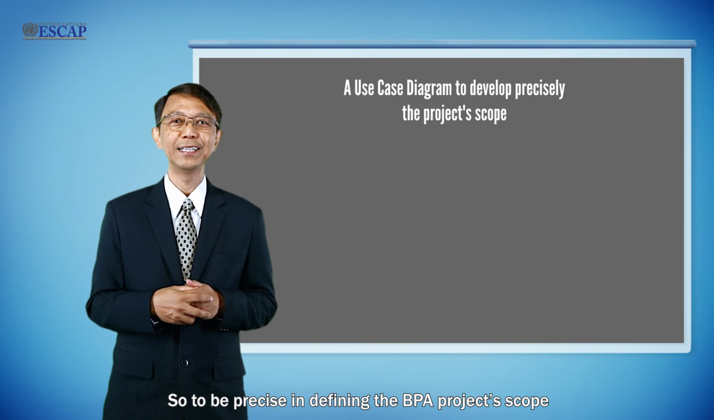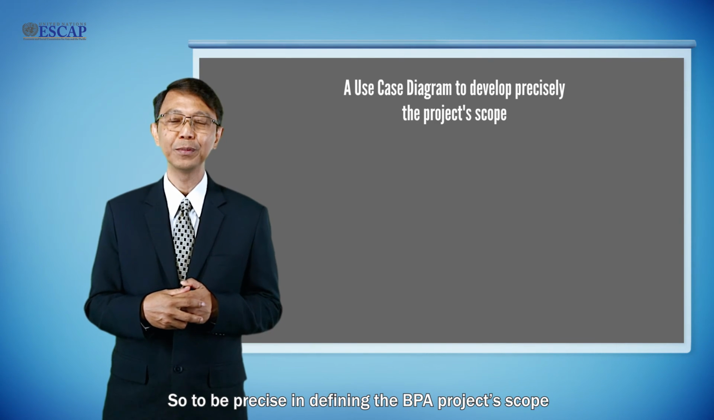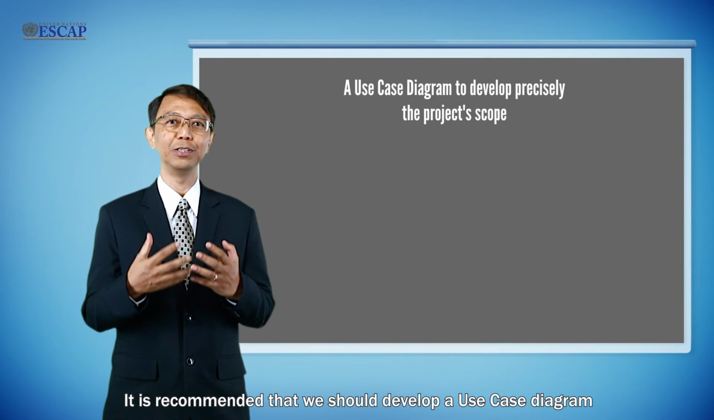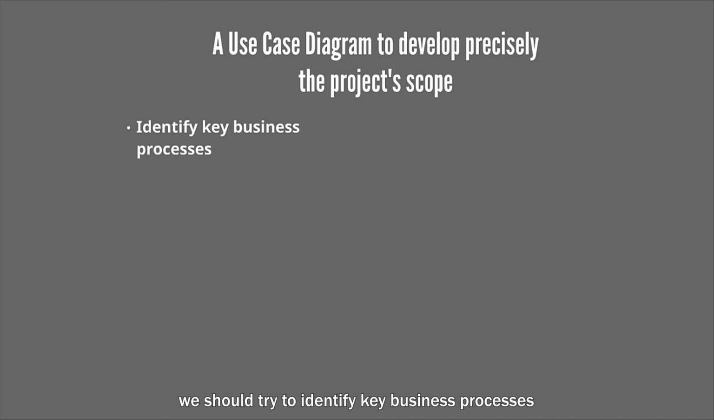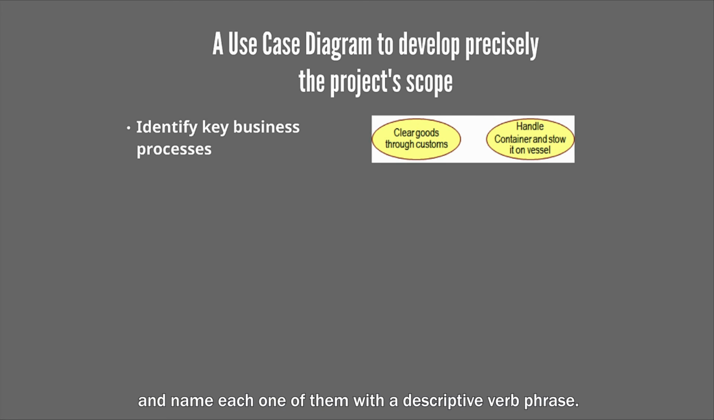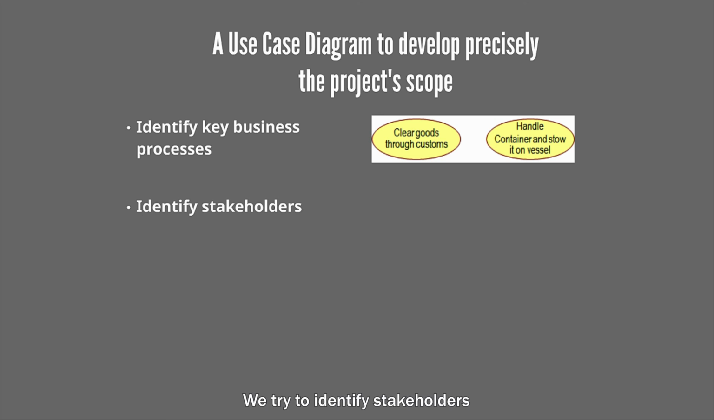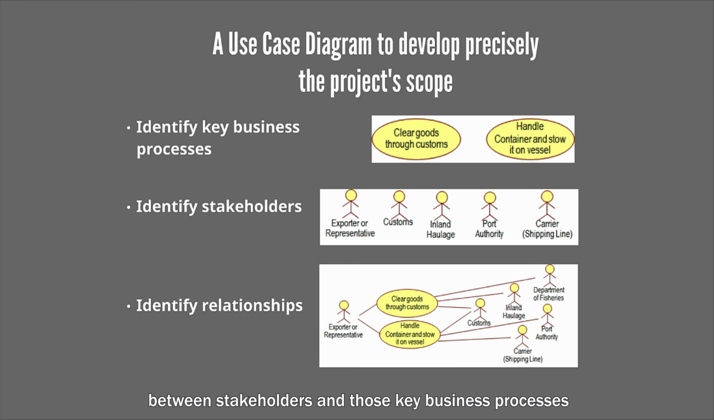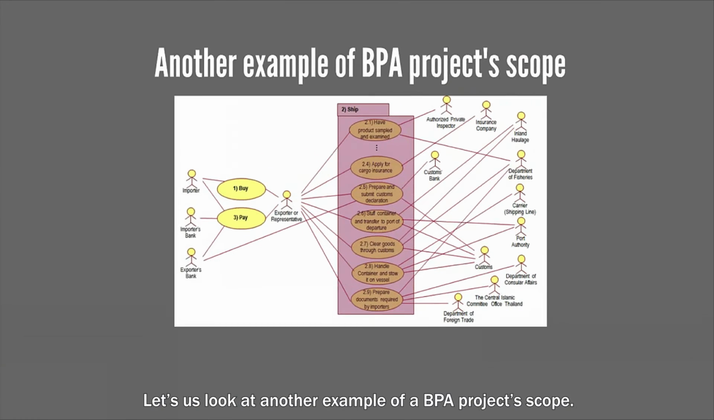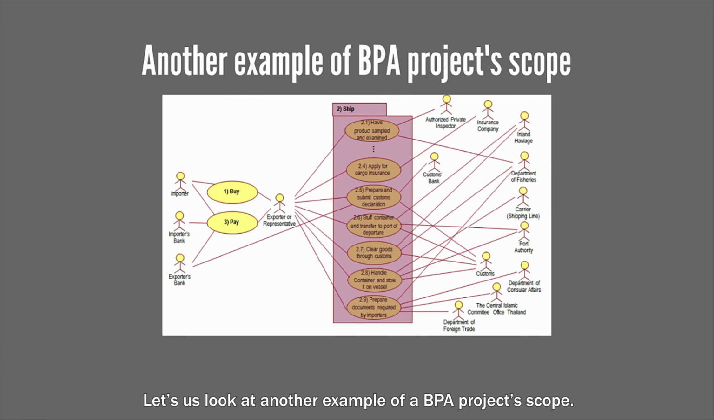So to be precise in defining the BPA project scope, it is recommended that we develop a use case diagram. Based on the outcome of the initial desk research, we should try to identify key business processes and name each one of them with a descriptive verb phrase. We try to identify stakeholders and actors participating in those business processes, and also identify relationships between stakeholders and those key business processes. Let us look at another example of a BPA project scope.